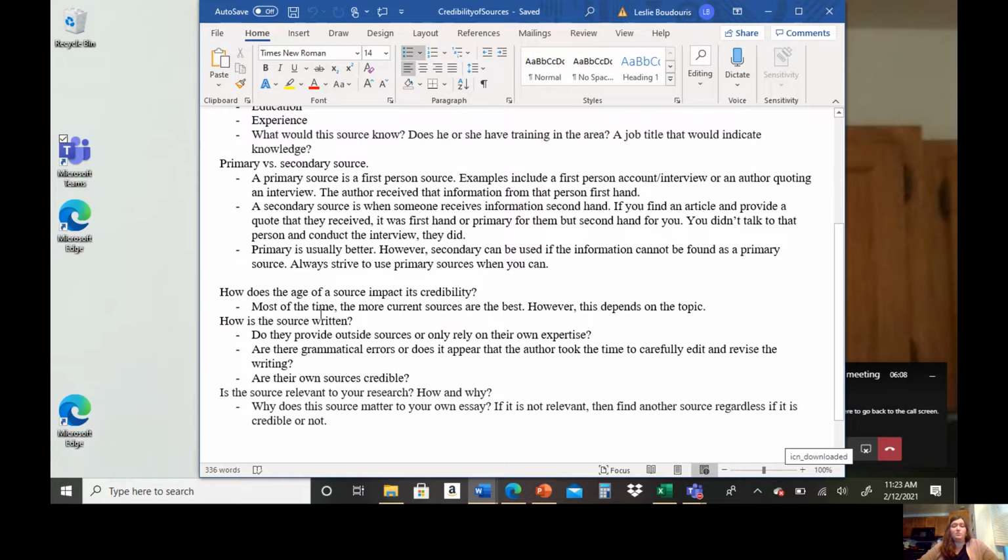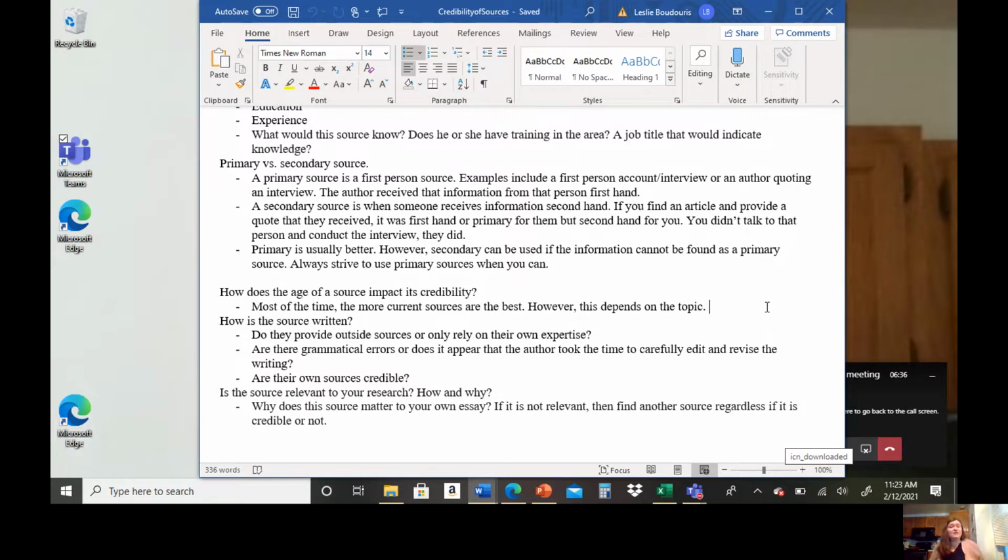But one aspect you may have heard in the past is age. So how old is the source? A general rule, which I don't even follow too much, is about 10 years from the time you are writing your essay. So it's 2021, so generally finding something between 2011 and 2021. That highly depends on what you're looking for and what field you're looking at.